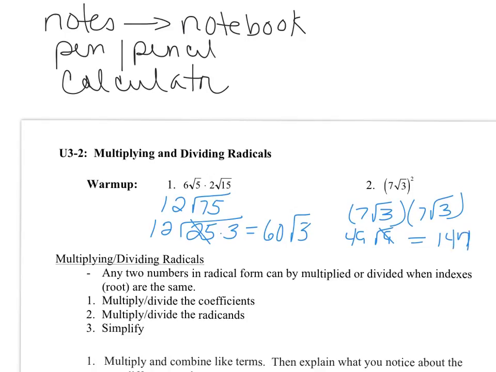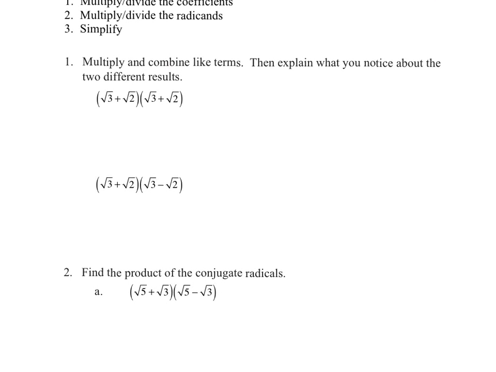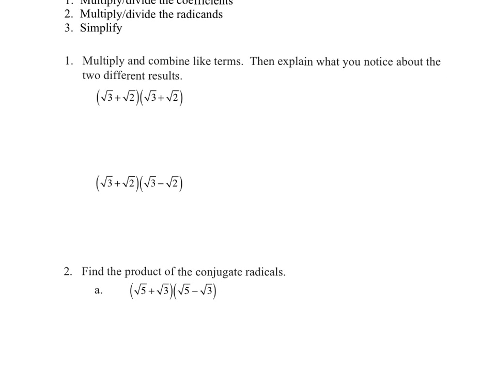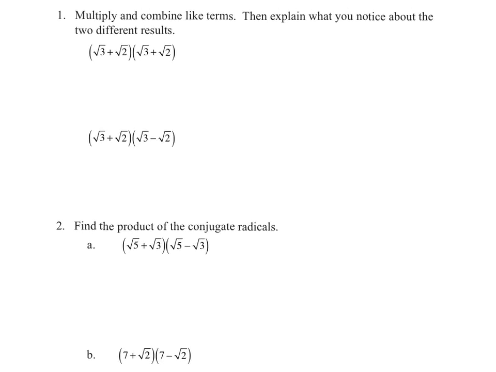We're going to multiply and divide radicals today, again, that are binomials. Any two numbers in radical form can be multiplied or divided when the indexes are the same. Multiply and divide the coefficients, and then you're going to multiply and divide the radicands, and then you're going to simplify. All right, we have a couple examples we're going to go through to do this. The first one is, for number 1, it says multiply and combine like terms, then explain what you notice about the two different results. Okay, for number 1, we have two problems to do.